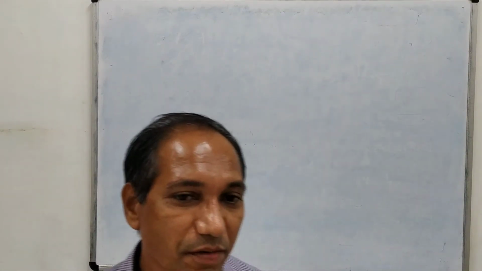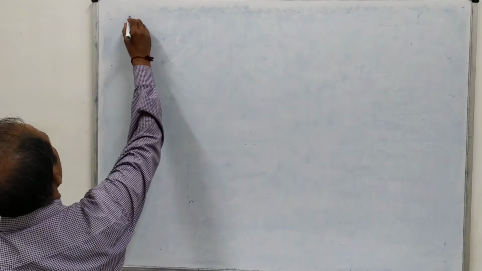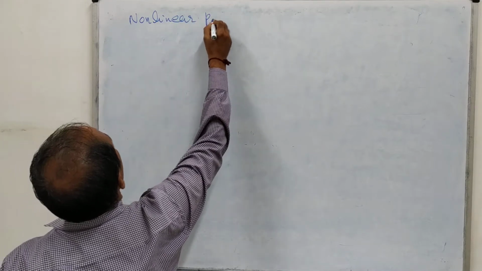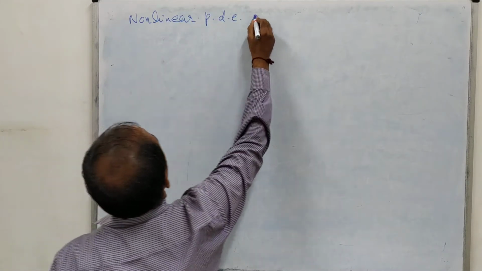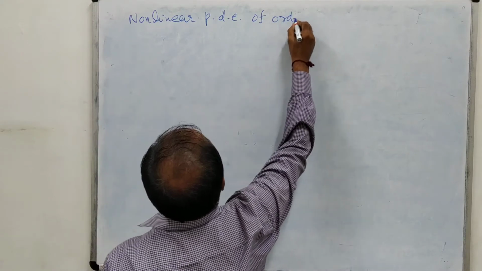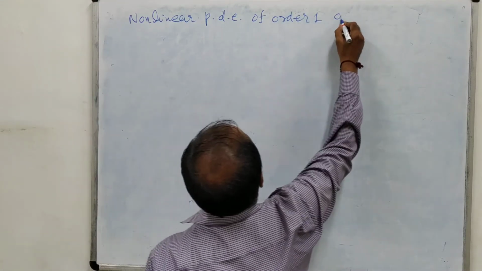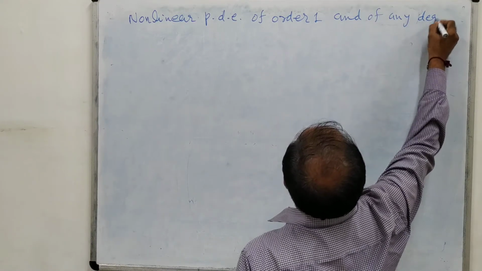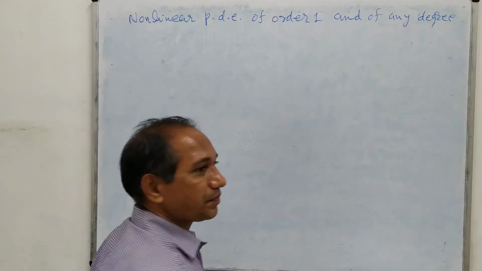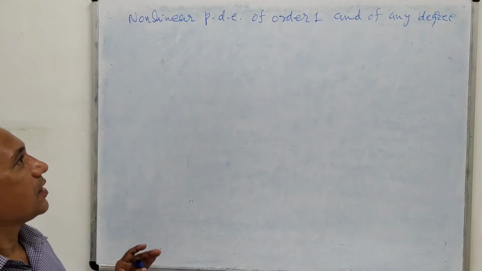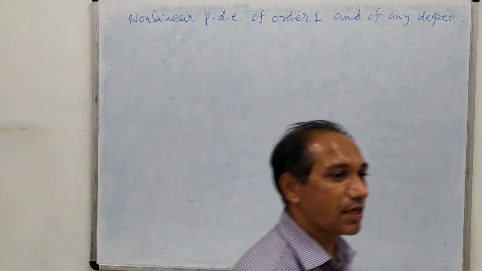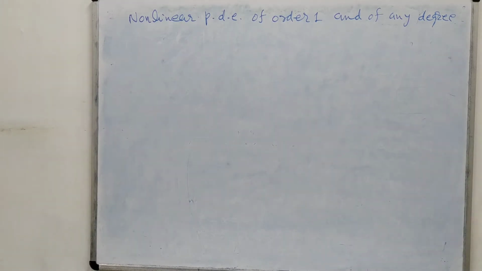So students, in the last lecture we have seen the solution of nonlinear partial differential equations of order 1 and of any degree. This we have seen by considering different kinds of standard forms. That means we have considered standard form 1, standard form 2, standard form 3 and standard form 4.